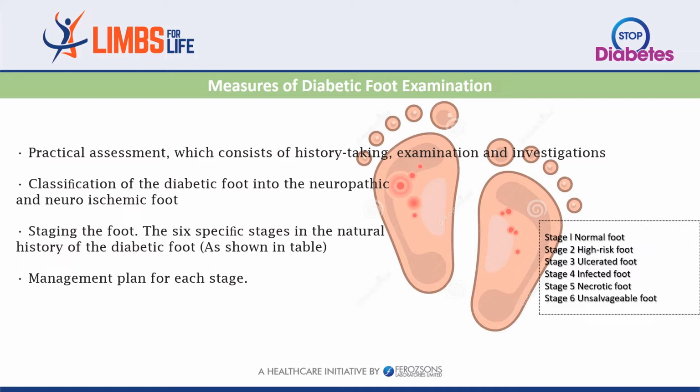The 6 specific stages in the natural history of diabetic foot are: stage 1 normal foot, stage 2 high risk foot, stage 3 ulcerated foot, stage 4 infected foot, stage 5 necrotic foot, or stage 6 unsalvageable foot. Management plan for each stage.